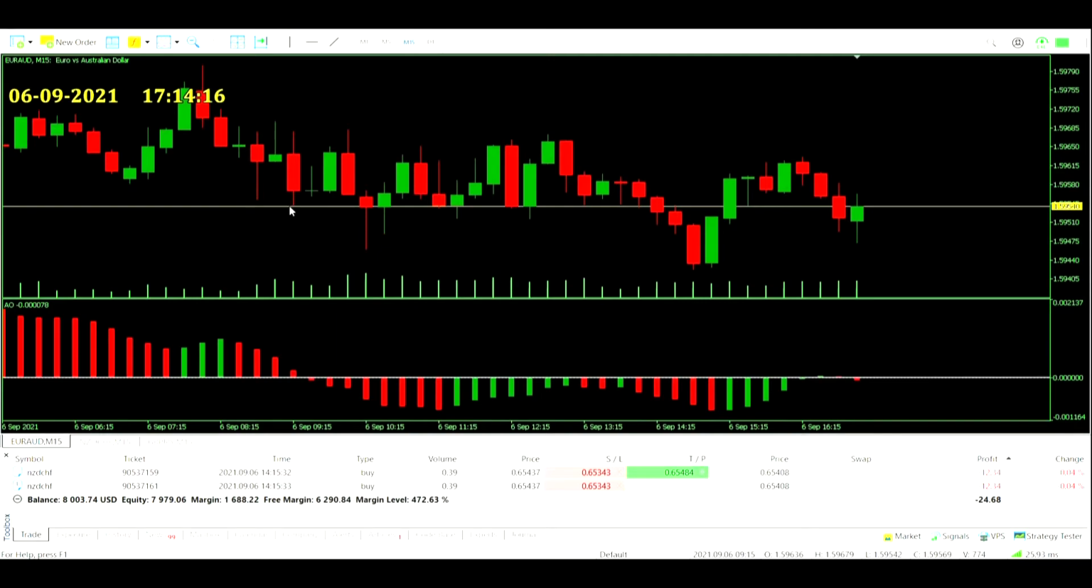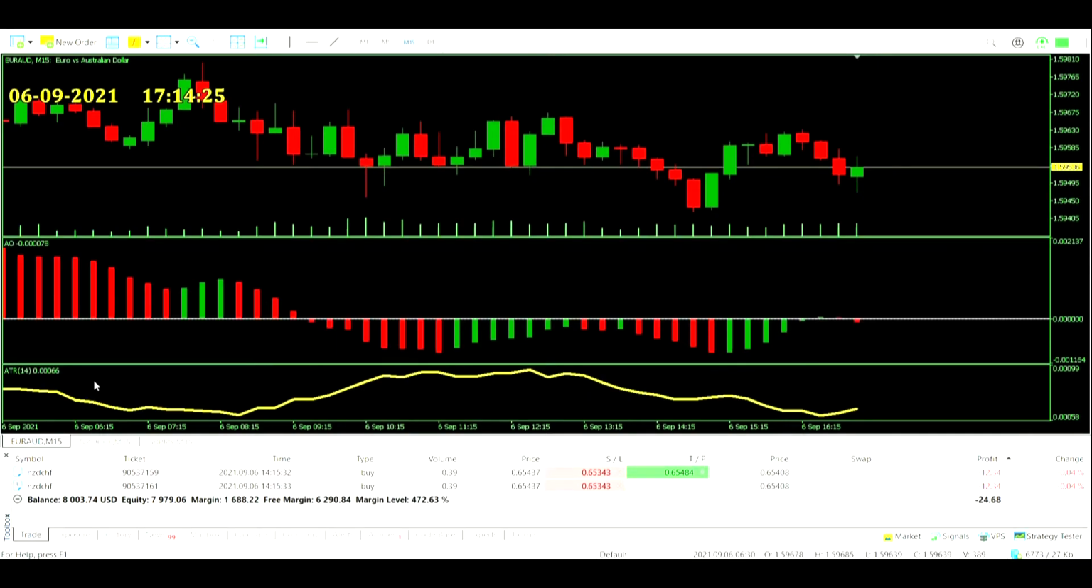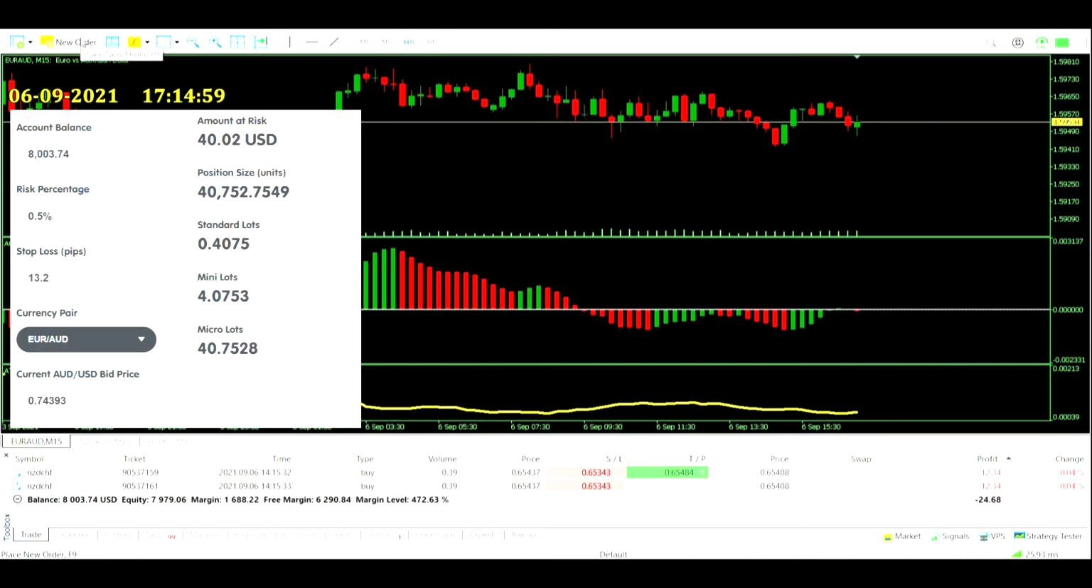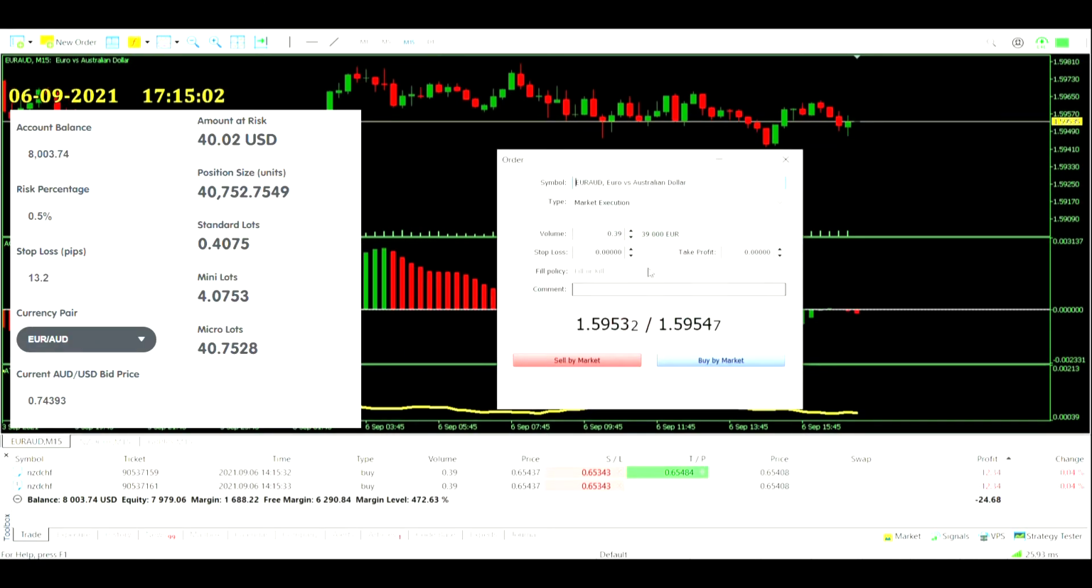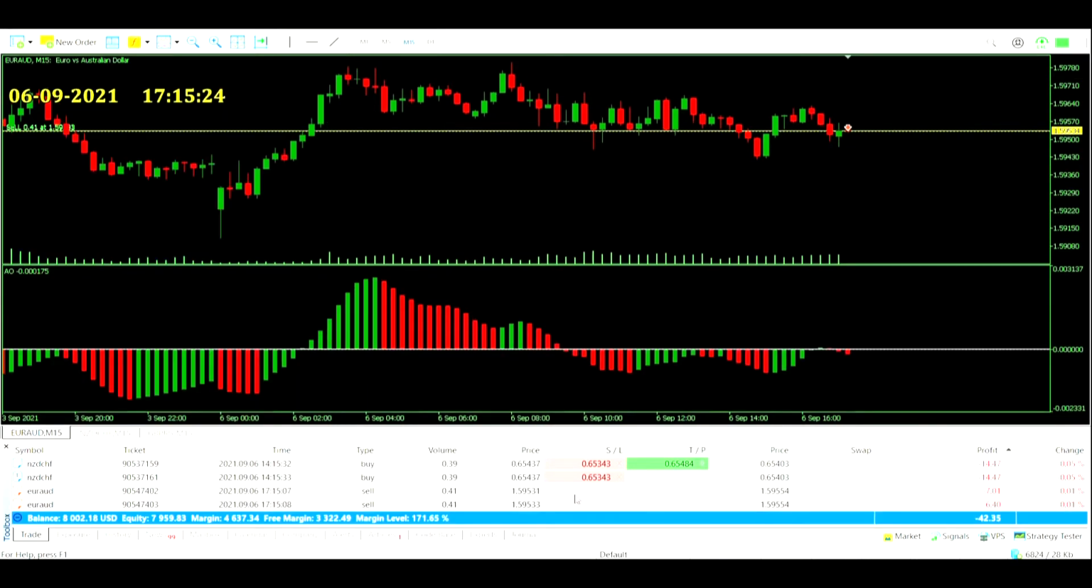45 seconds to go, so we'll pull up our ATR. ATR currently showing 6.6 pips, so that's what we'll go for. Stop loss at 2 times ATR value, so 13.2. Here's our risk calculated on screen now. Let's get straight in. There we are then, so we are in.